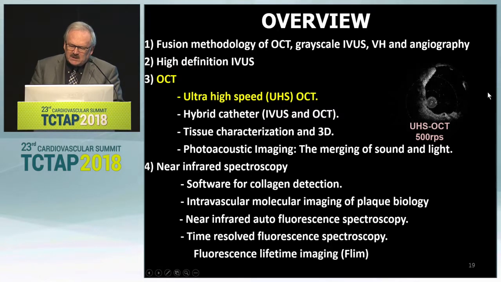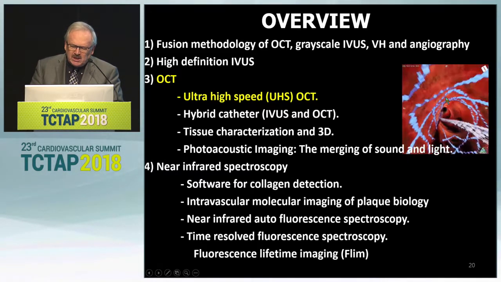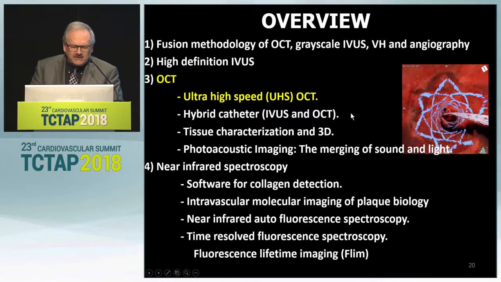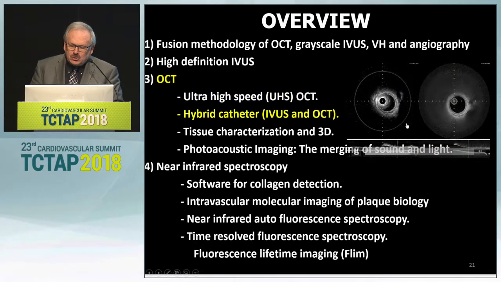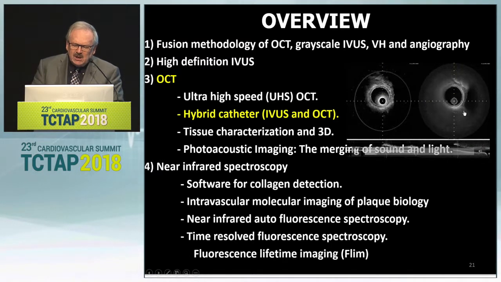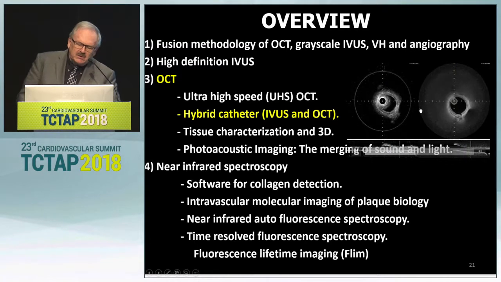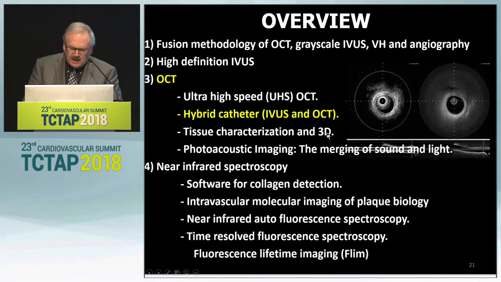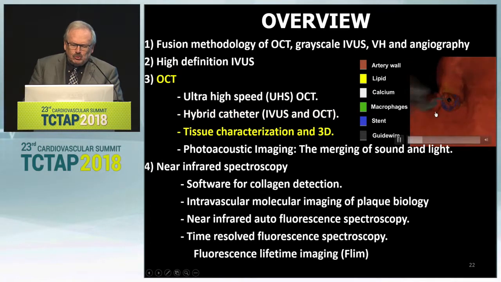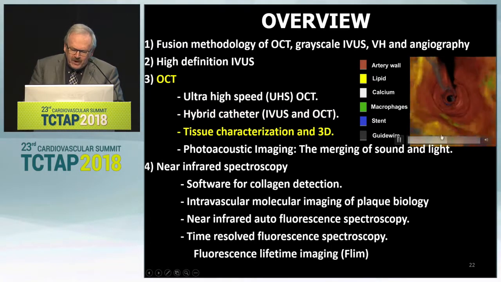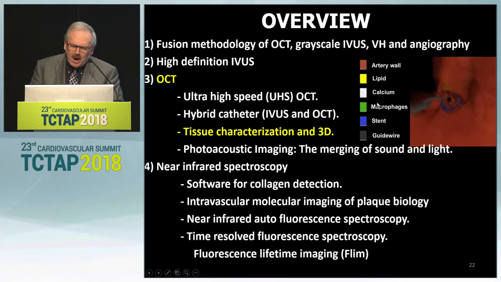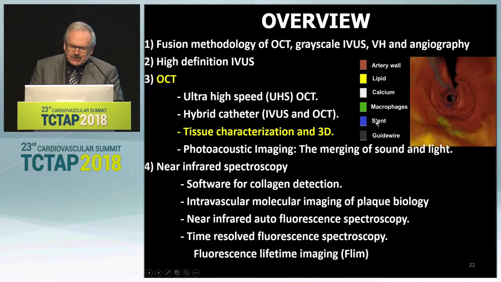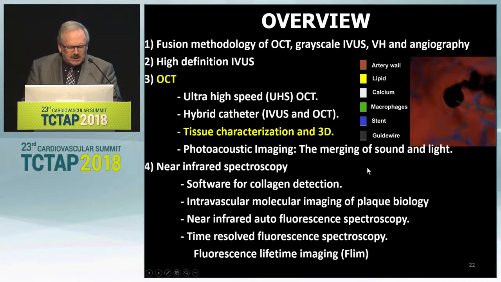The big advantage is that the 3D reconstruction is of higher quality and a lot of artifacts disappear. Another novelty is the hybrid catheter. You see here the IVUS, and on the right-hand side, the OCT. That's making great progress, and I can guarantee that it will soon be in the lab. And from there, you could do a 3D view with tissue characterization. You see here in yellow the lipid, the calcium in white, in green the macrophage, the stent in blue, and the guide wire in gray.